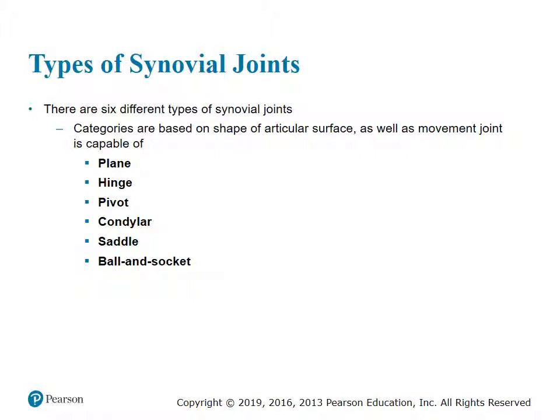So finally, before we go on to the next part, there are 6 different types of synovial joints based on the shape of the articular cartilage, but also the movement. And we really concentrate on the joint movement. Okay? So the ones that we described are moving the body in certain ways. These are talking about movement of the joint in certain ways. Okay?